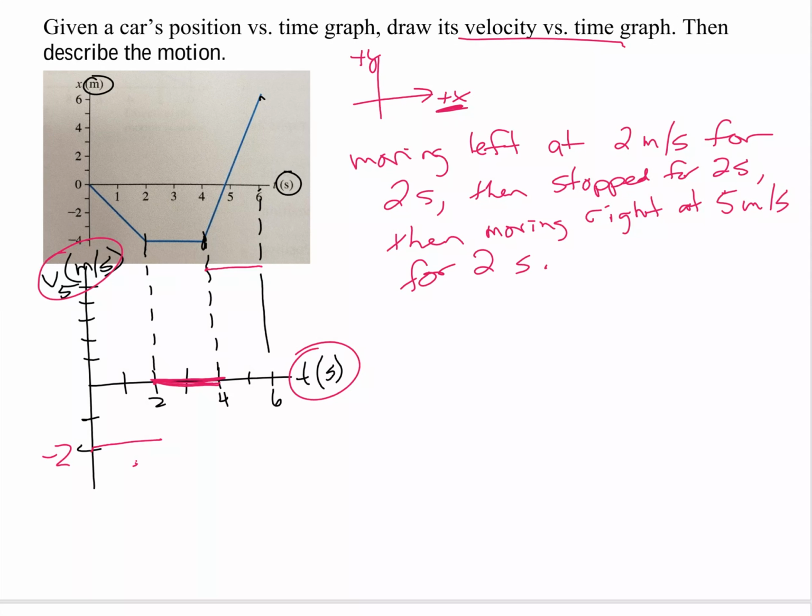Okay? So being able to draw the velocity versus time graph from the position versus time graph is really important. And then being able to describe the motion from the position versus time graph, which we just did before, but now being able to describe the motion from the velocity versus time graph is also important. And that's kind of what we just did now.